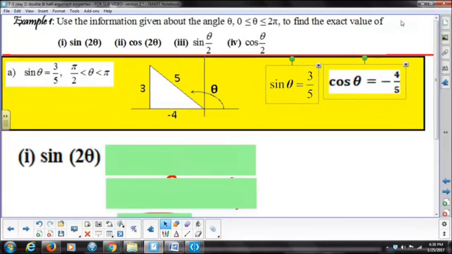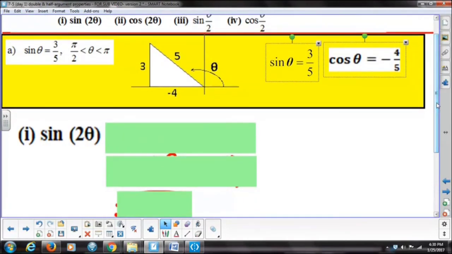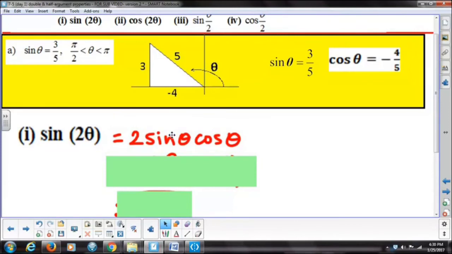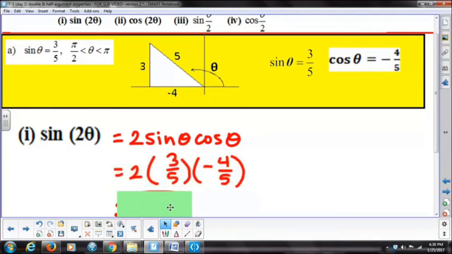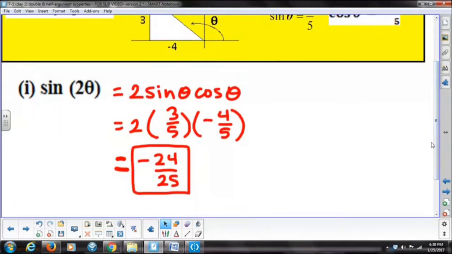Okay, so here's the first problem. First part of the first problem. It says find sine of 2 theta. So you look at your double argument for sine. I highly suggest writing it down without any numbers in it first. And that's 2 sine of theta, cosine of theta. And then you already know sine of theta and you already know cosine of theta. So you just substitute those values. And then multiply it all out. And you get -24 over 25. Maybe I went a little fast. I'll give you time to write that down.